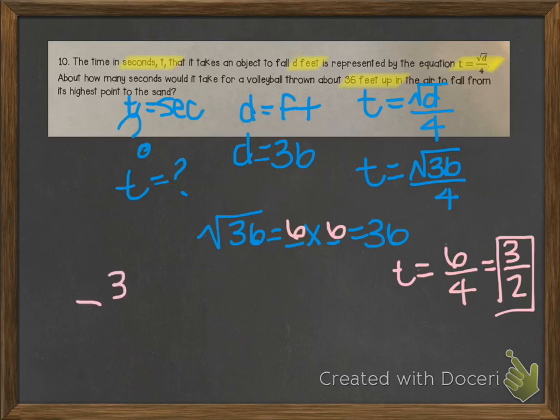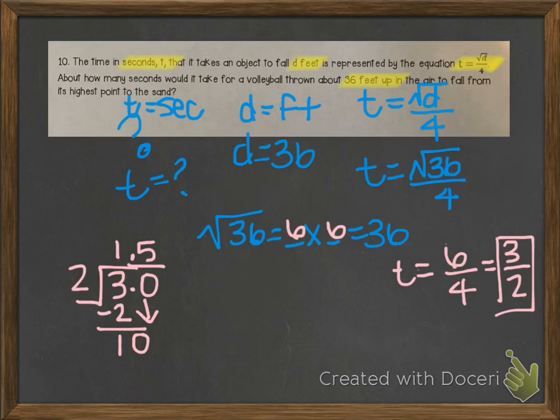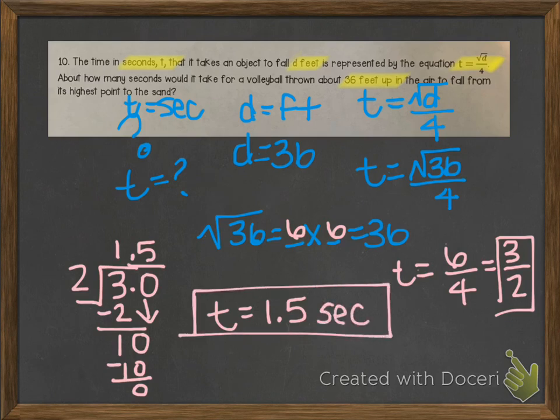3 is on top, so 3, the fraction bar means divided by 2. 2 divided into 3 goes in one time, minus 2 with 1 left over. We have to add a decimal and a 0, bring your decimal up and bring your 0 down. 2 divides into 10 5 times, minus 10, which is no remainder. Therefore, t is equivalent to 1.5 seconds, boxing my answer.